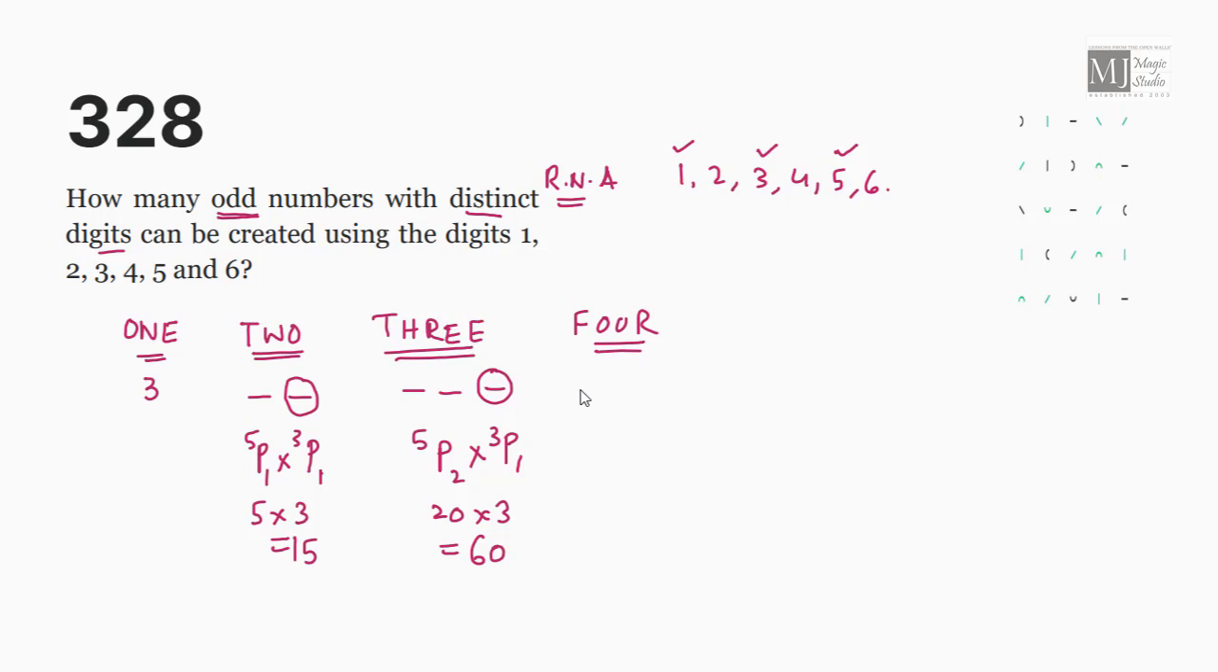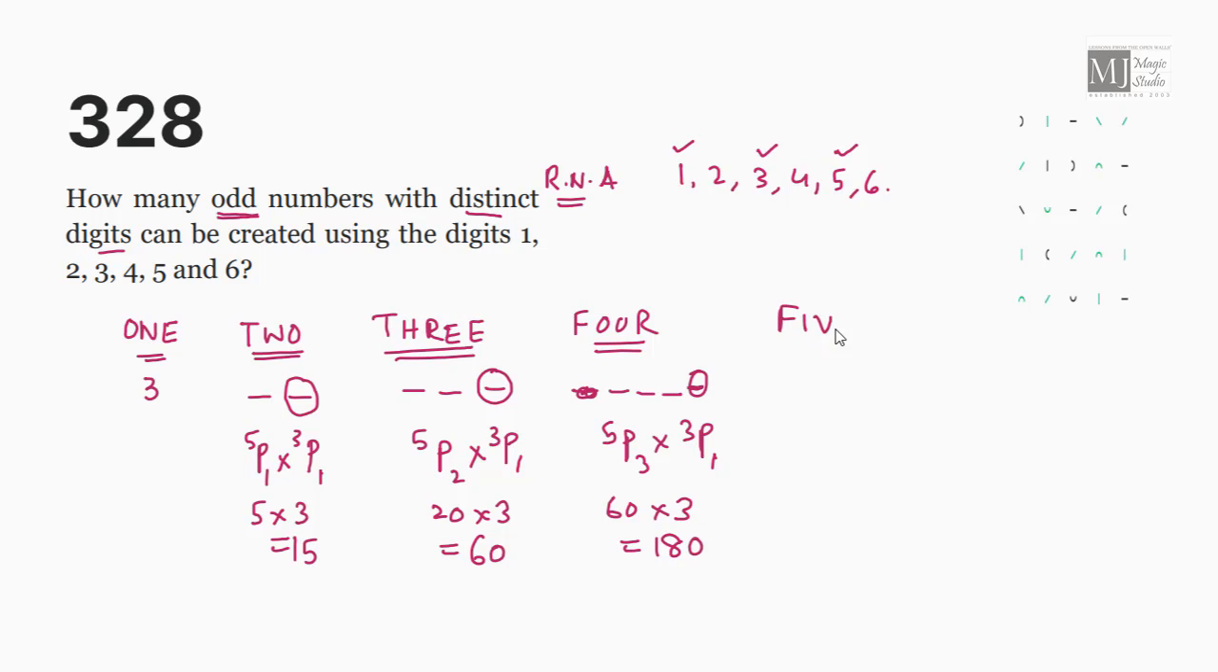Similarly, a 4 digit number would be 3p1 for the last digit and 5p3 for the remaining 3 places. 5p3 is 60 into 3, 180.